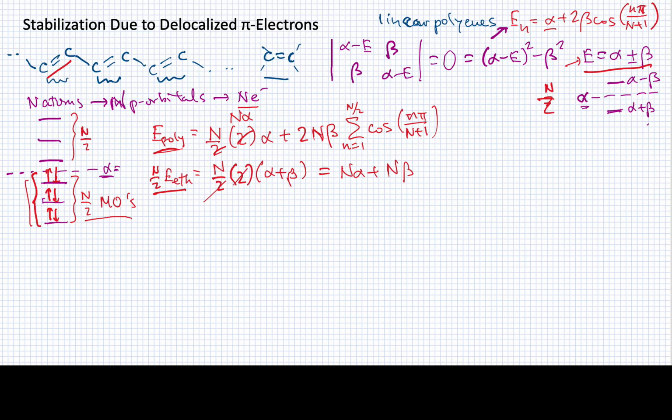All right, so what will I have? I'll have n over 2 times the energy of the ethylenes minus the energy of the polyene. And what this should tell me is what is the relative energy of these 2 different collections of n pi electrons. Okay, in the case of the ethylenes, I'm going to have n times alpha plus n times beta. In the case of the polyene, I'll end up subtracting n alpha from up here and subtracting 2n beta times this sum.